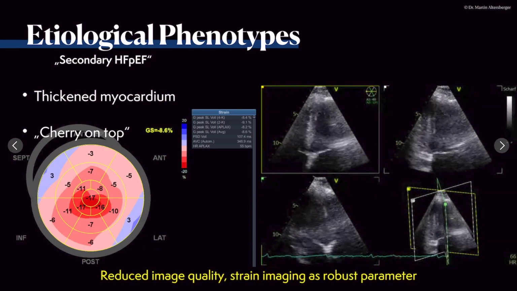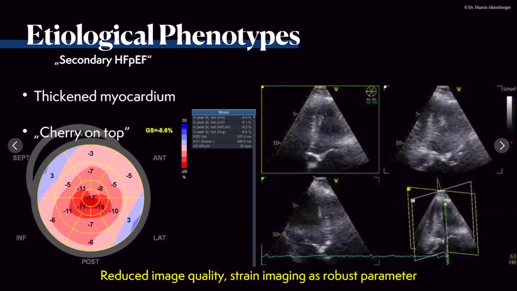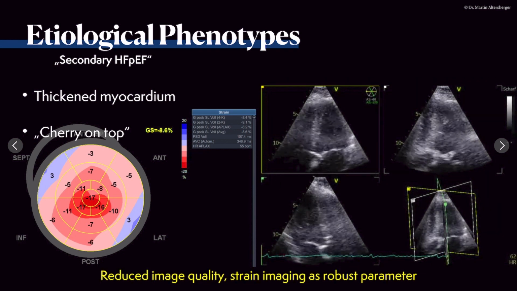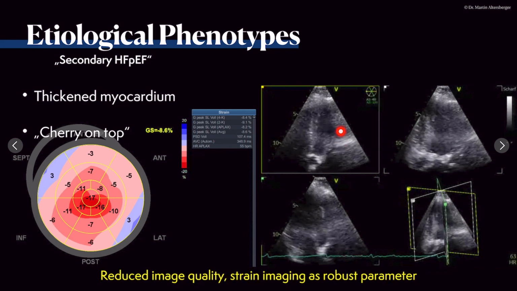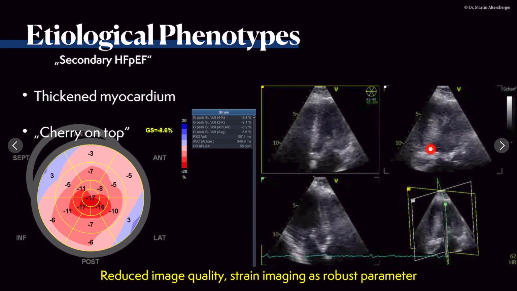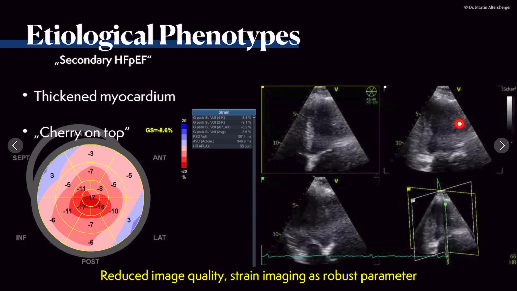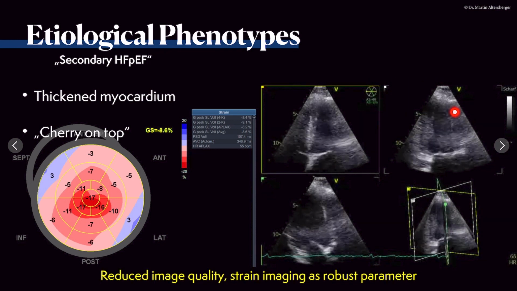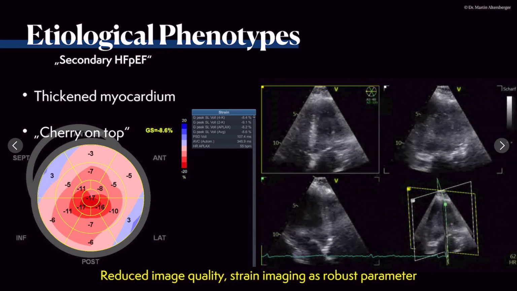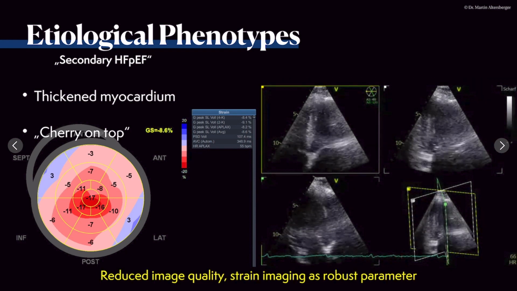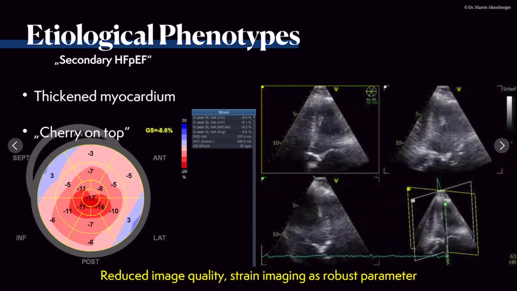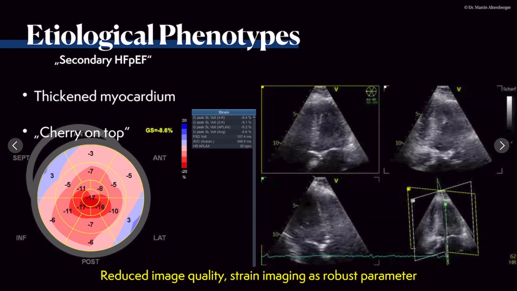Continuing with the etiological phenotypes, I want to show you another example with relatively bad image quality. So we have here a 4-chamber view, a 2-chamber view, where we use the last or the one before the last to interpret, and here the apical long axis. So this is definitely reduced image quality, but still we could use strain imaging.